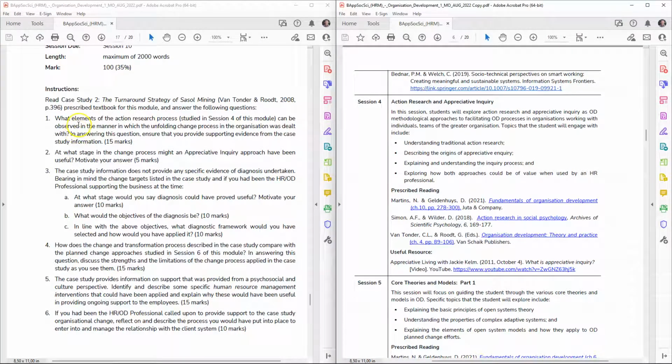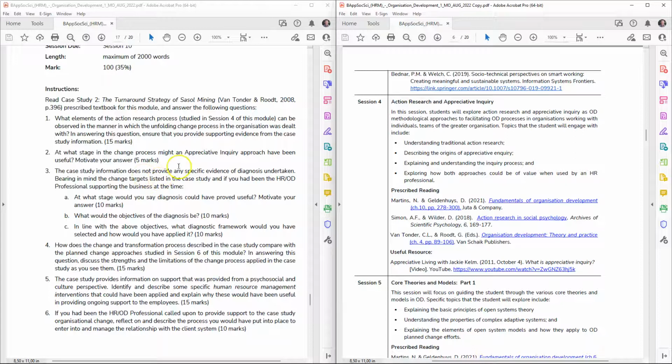the elements of the action research process that you observed in working through that case study, and also referring to that change process, as I just showed you, the change process in the case study.